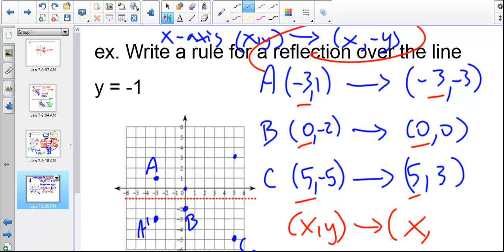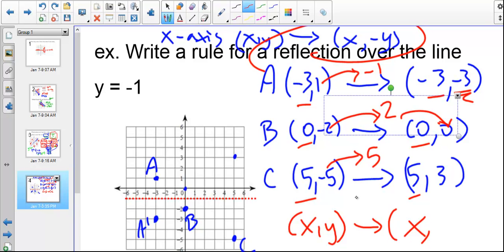Now, if I just change the sign of my y, this one would be negative 1, but it's 2 less than that. This one would be positive 2, but 0 is 2 less than that. Negative 5 would be positive 5, but 3 is 2 less than that. So it appears that it's not just change the sign of the y-coordinate, it's change the sign and subtract 2.